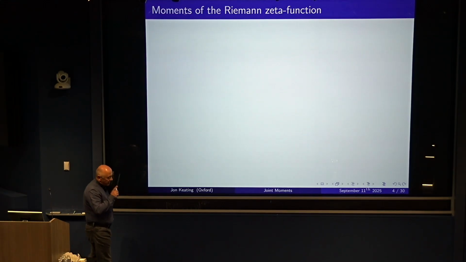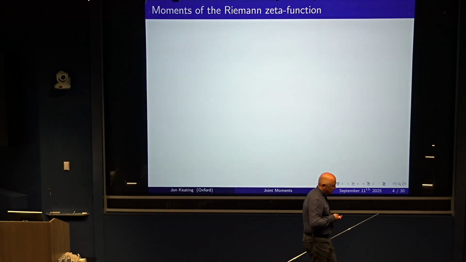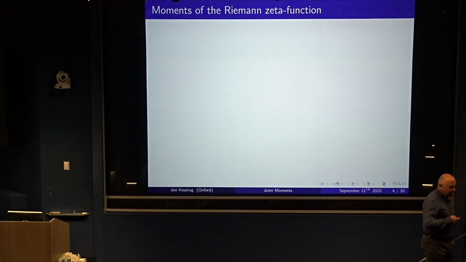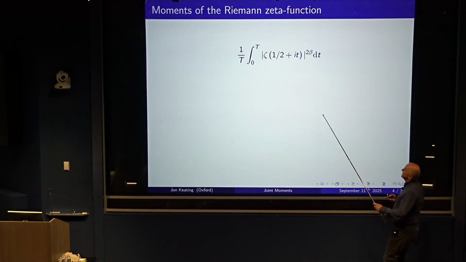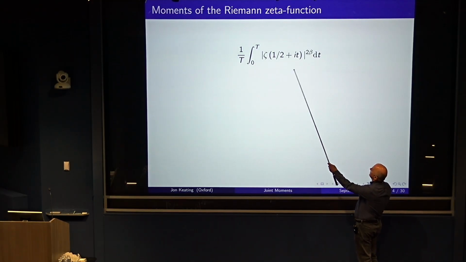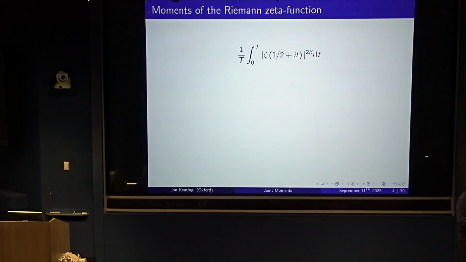So I want to give one example just by way of historical context, which I think has been alluded to in several talks. And this concerns the moments of the Riemann zeta function. These appeared in Adam's talk and in Will's talk, for example. The moments of the Riemann zeta function are what you get if you take the zeta function on the critical line, take its absolute value, raise that to some power, and then average along the critical line.